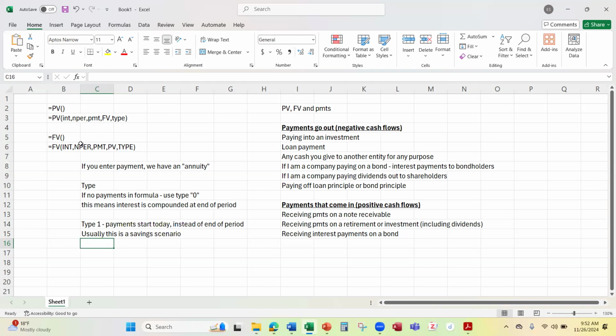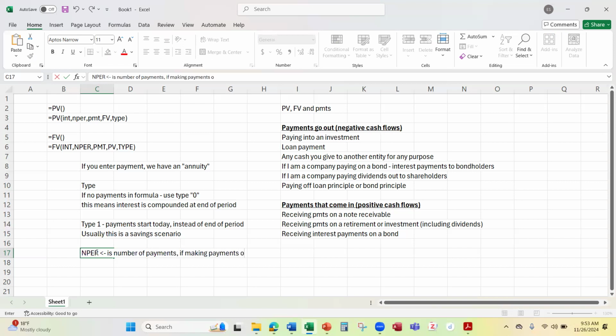Now, one thing to watch out for also with number of periods, if you have payments associated with an investment or a stream of cash flows, the number of periods is the number of payments that you're making, whether you're starting today or in the future. So, arrow here. I would put or equal deposit.